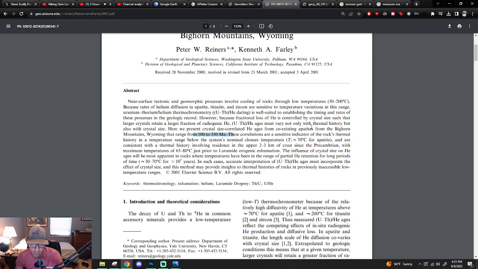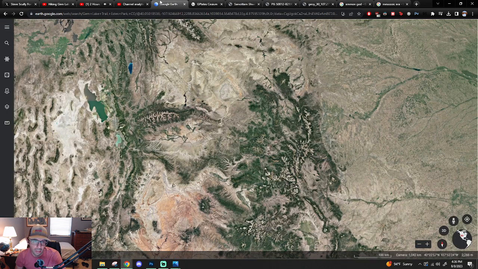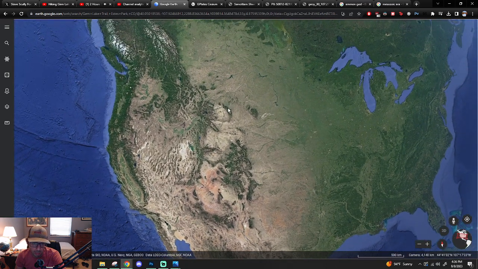These correlations are a sensitive indicator of the rock's thermal history in a temperature range below the system's nominal closure temperature and are consistent with a thermal history involving residence in the upper 2 to 3 kilometers of the crust since the Precambrian.